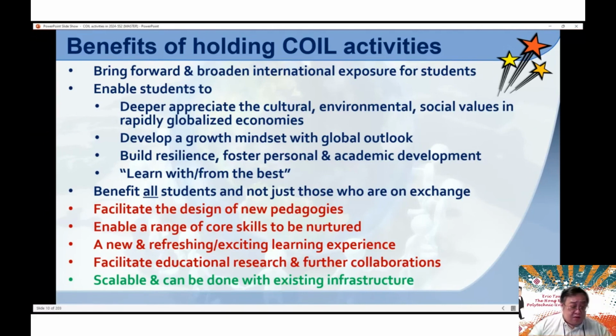It enables a range of core skills to be nurtured because you are bringing together your students with students of a foreign university, possibly a different race, right, where they may speak different languages and be accustomed to different cultures. So there's enormous opportunity for the two groups of students to learn from each other by interacting, okay, and it offers a refreshing learning experience for everybody, for the teacher, for the students, okay.